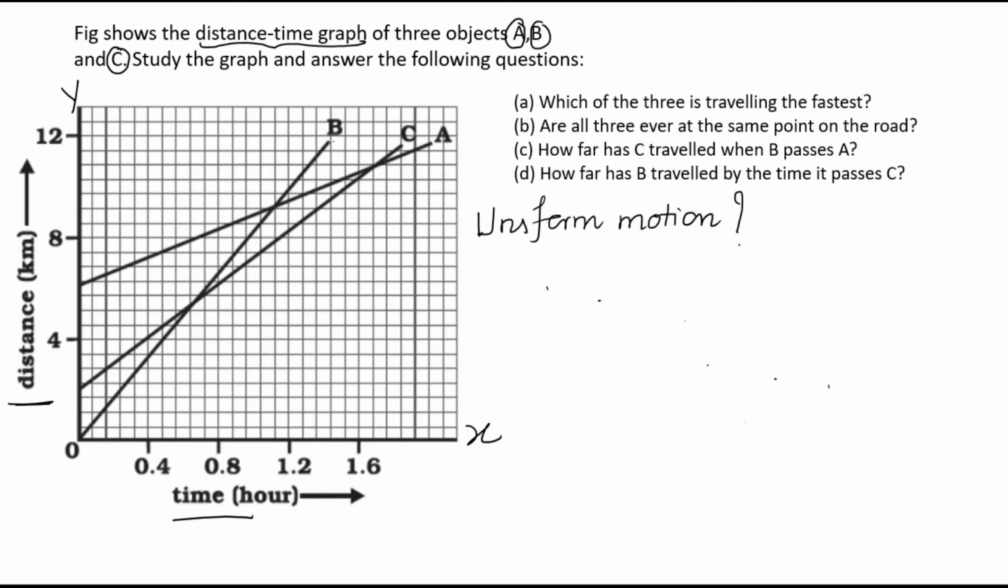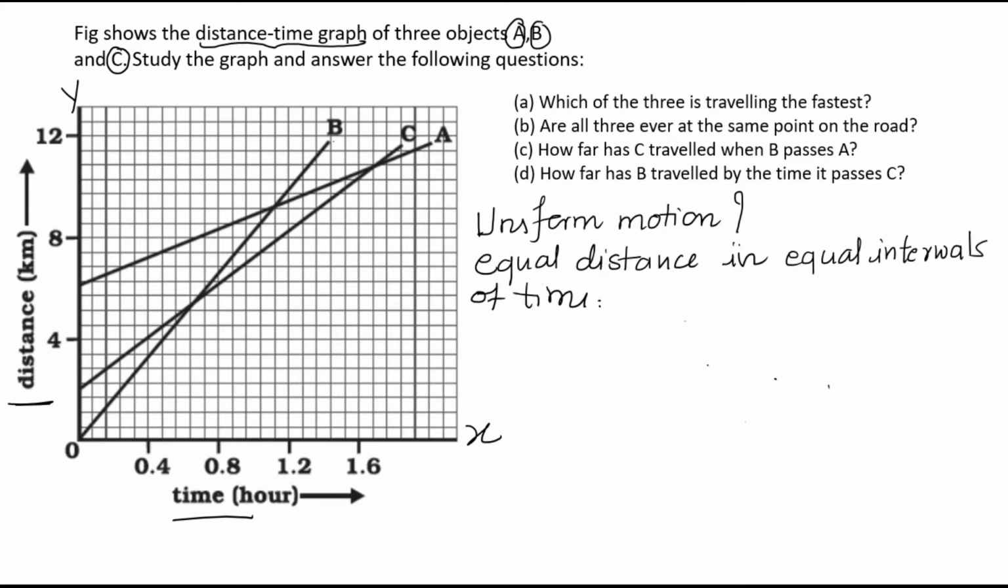And to remind you, what is uniform motion? Uniform motion is a motion where an object travels covering equal distance in equal intervals of time. Since all these lines are straight lines, all three are in uniform motion. The first question is, which of the three is traveling fastest? That means we should know the speed of A, B as well as C and compare them.